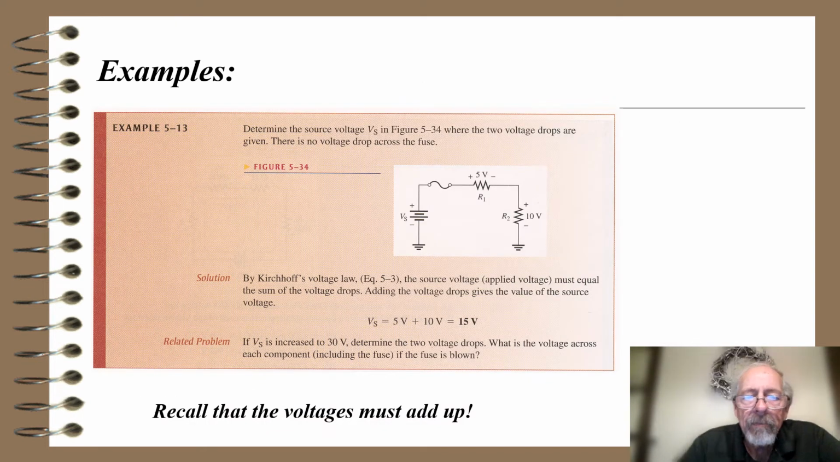Here's another example. This one says determine the source voltage in figure 5-34 where the two voltage drops are given. There's no voltage drop across the fuse. And the fuse is what? That's a safety protection device. So it shows R1 with a 5 volt drop across it, and R2 with a 10 volt drop across it. So those add up to 15 volts. That would be the value of the source voltage V sub S. And the solution is shown down below.